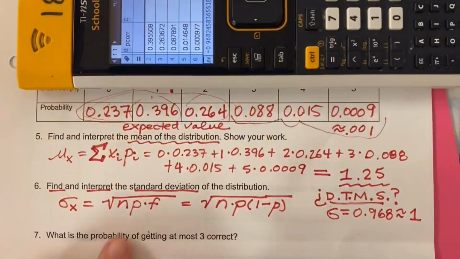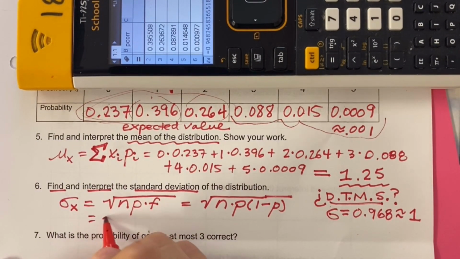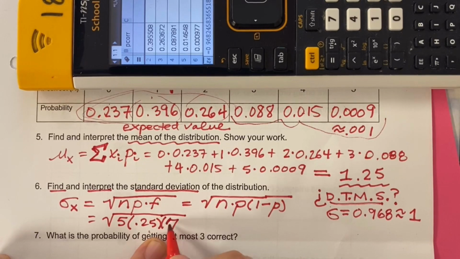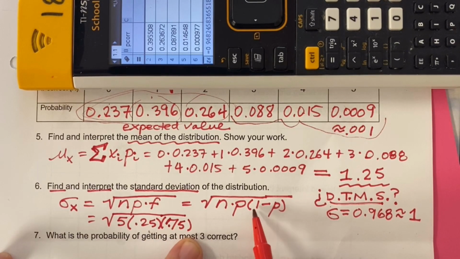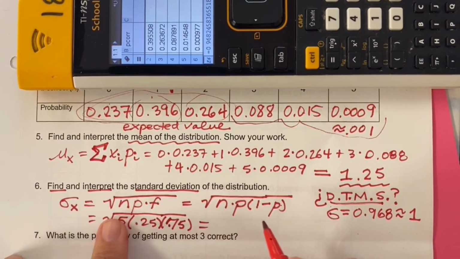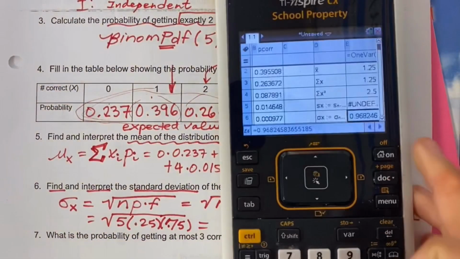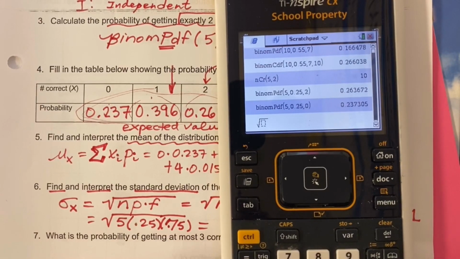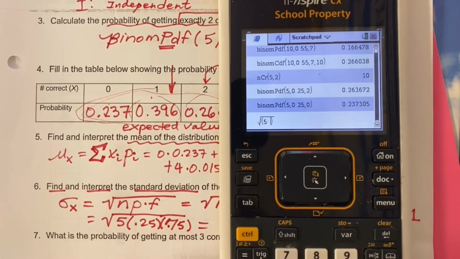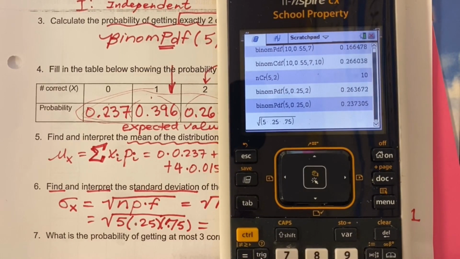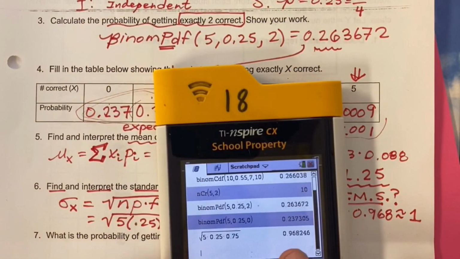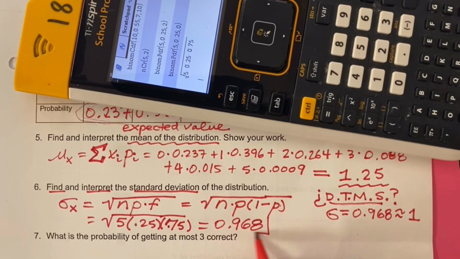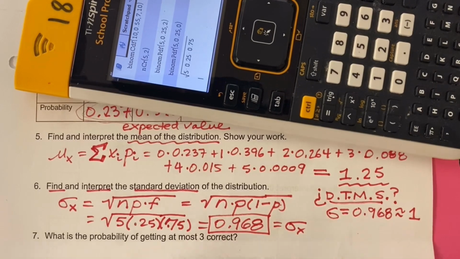Now, could we have gotten there faster? Let's see if this formula would have also produced this number. So the number of trials is 5, the probability of success is 0.25, and the probability of failure is 0.75. So the chances of getting it wrong is 1 minus the probability. So these are the same formula. Okay, so using our handy dandy calculator again, we take the square root of, parentheses, 5 times 0.25 times 0.75. Bada boom, bada bing. Same exact number. Awesome. So mathematicians love a shortcut.